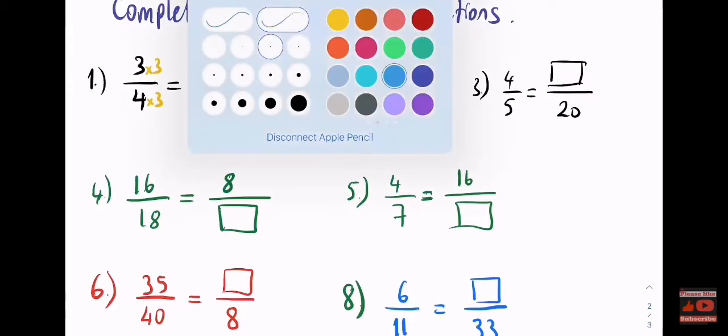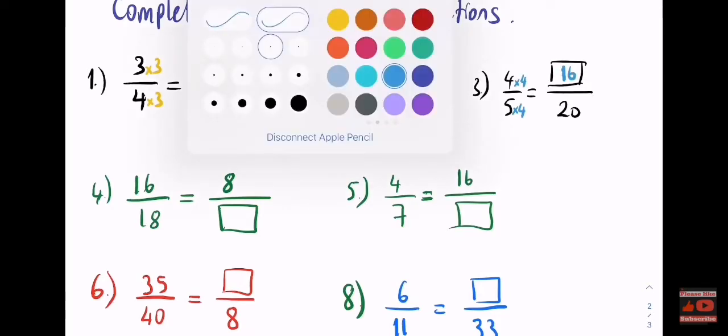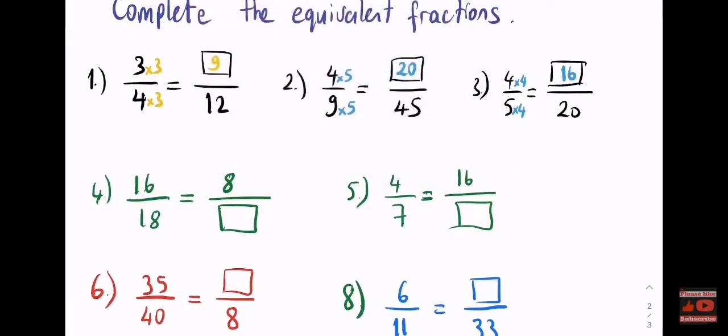Question 2, look at the denominators. 9 times what is 45? 9 times 5 is 45. 4 times 5 is 20. Question 3, we have 4/5. 5 times what is 20? 5 times 4, so let's multiply 4 by 4, it is 16. Question 4, we have 16/18. So how can we reach 8 using 16? We need to divide 16 by 2, and also we need to divide 18 by 2. So the result will be 9.